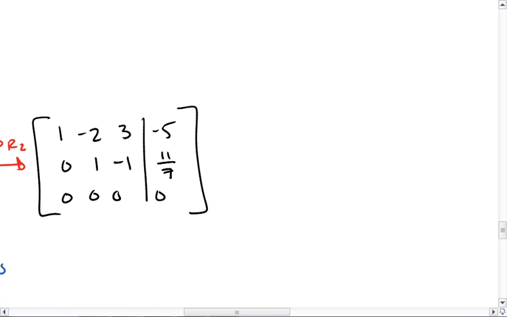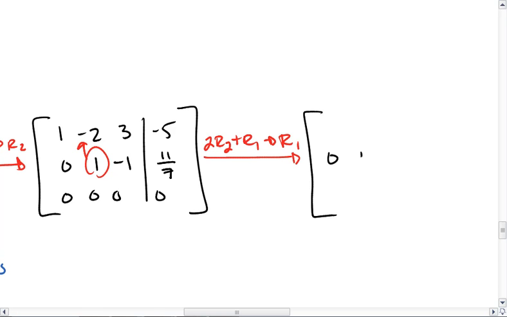Let's continue with our elimination. I'm going to use this 1 to eliminate the 2 above. So we're going to take 2 times row 2 plus row 1 will be my new row 1. That means we're leaving rows 2 and 3 alone.